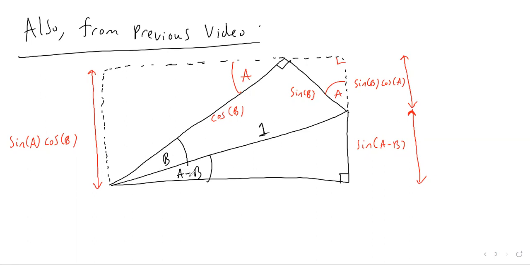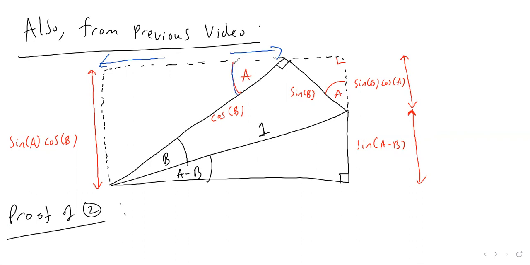So we've got this one on the top and this one on the bottom. Remember from yesterday's video, we showed that this height of the rectangle was sine A cos B, this part here was sine B cos A, and this part was sine(A−B). So we're going to do a very similar thing to the first proof. This is proof of two, where we look at the widths of this rectangle, the horizontal distances.